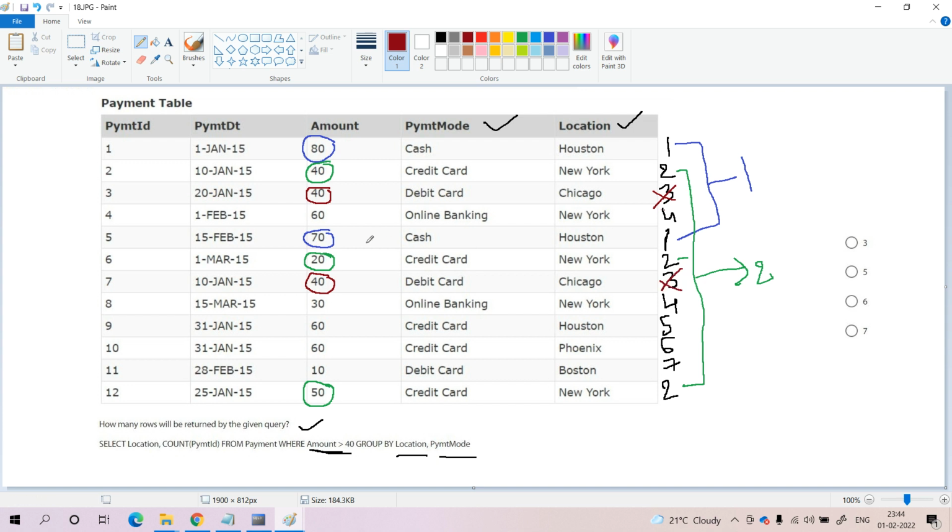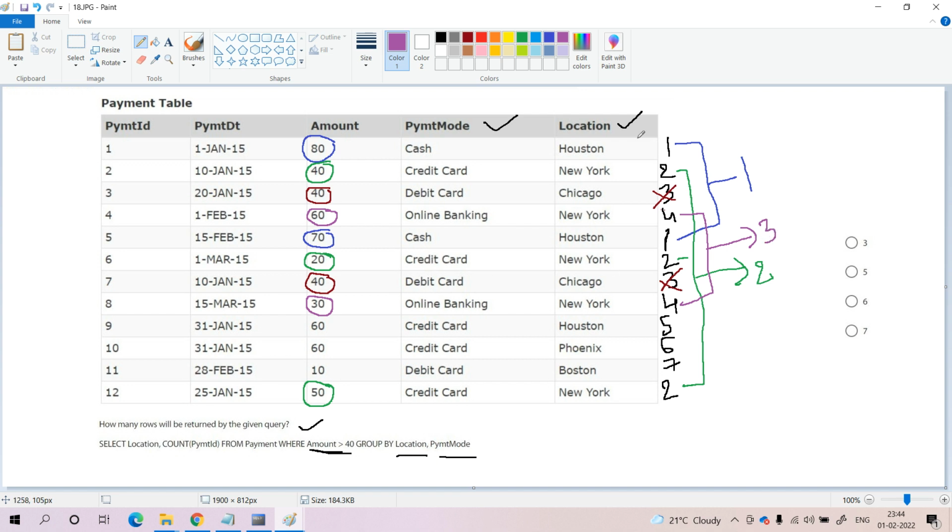Now what about the fourth group? In the fourth group the amount is 60, which is greater than 40. We can consider the fourth group. Even if there is an amount less than 40, no problem. From the available elements, 60 is available here, so we can consider it as one group. From this fourth group you can retrieve the record. So 3 rows are coming.